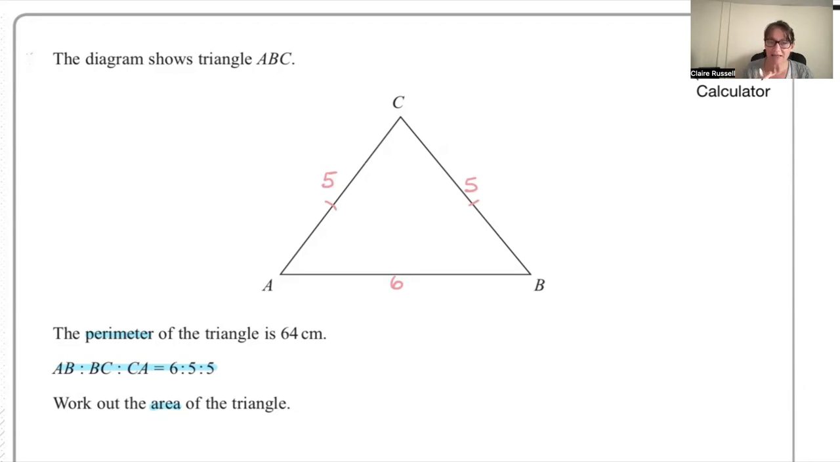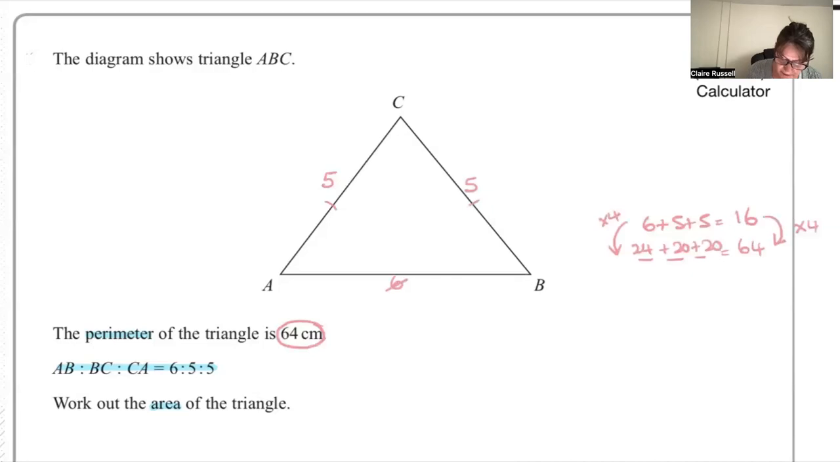If I add those for the perimeter, I'm way short of what the question tells me. I actually want 3 numbers that are going to equal 64. This is going to be multiplied up by 4. So I'm going to multiply all these edges by 4. And that does indeed give me 64.